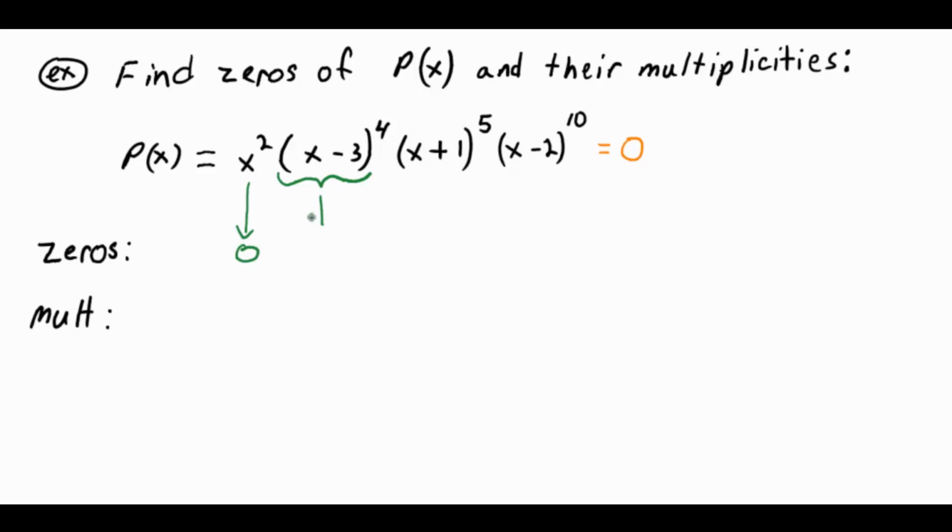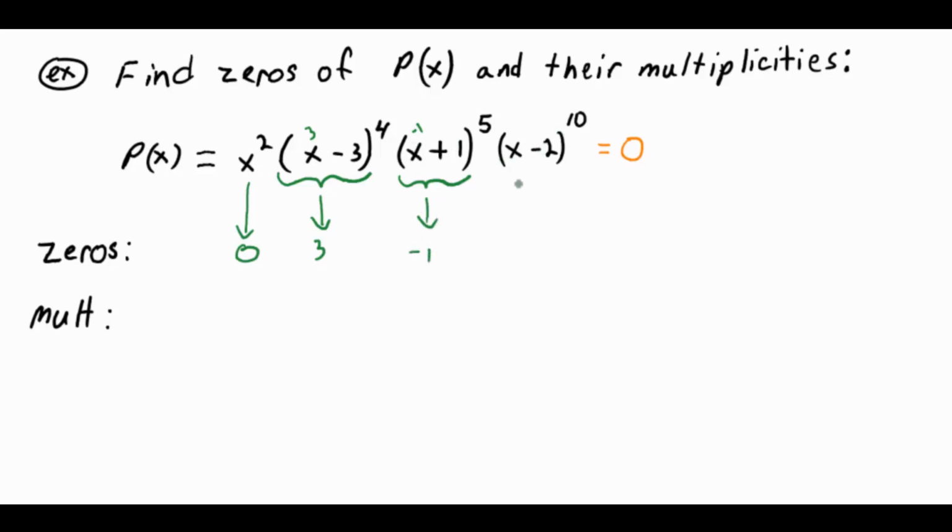What zero do you get from the factor x minus 3 to the 4th? Yeah, just look. What could I plug in there to make that factor 0 and make everything 0 out? 3. What zero do you get from x plus 1 to the 5th? Negative 1.